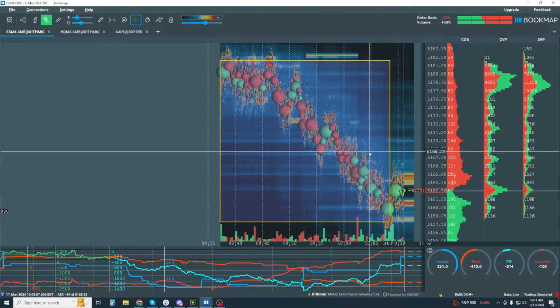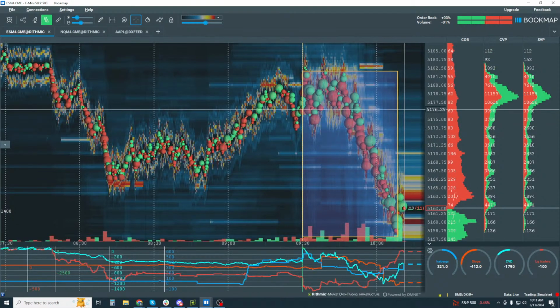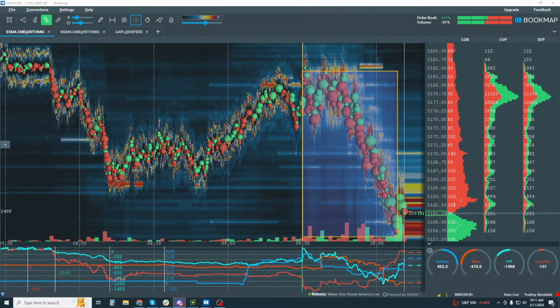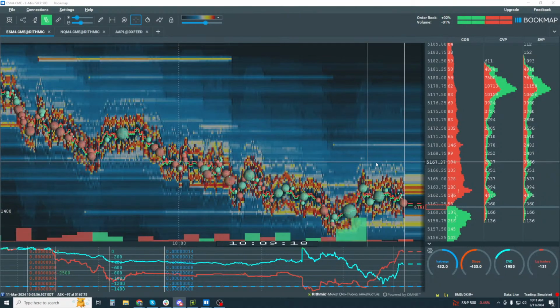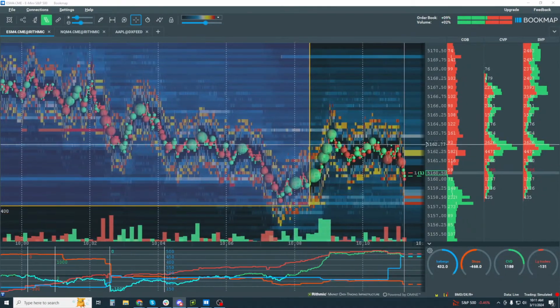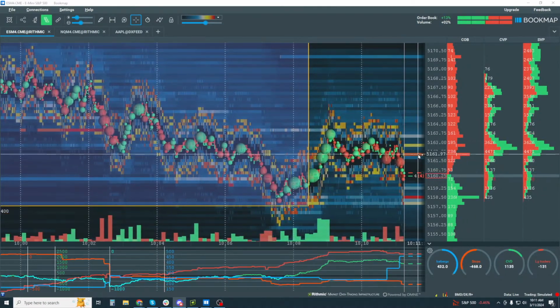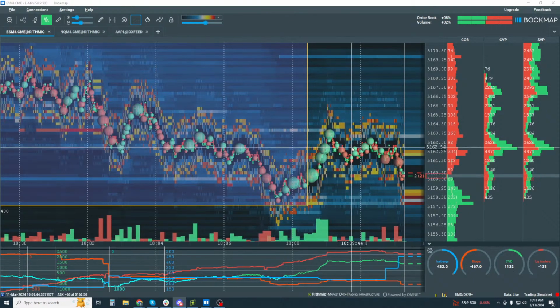Now, why do we see this right now? Anyone have any ideas, any kind of insight here? Why do we see this order flow here at the moment, on the offer and on the bid?